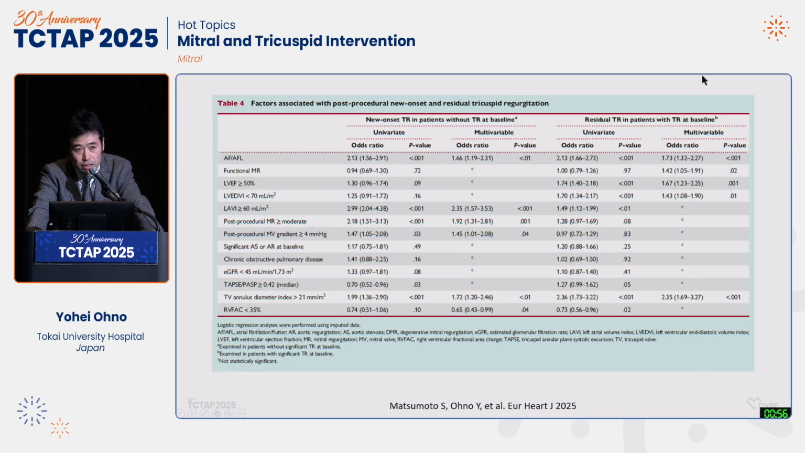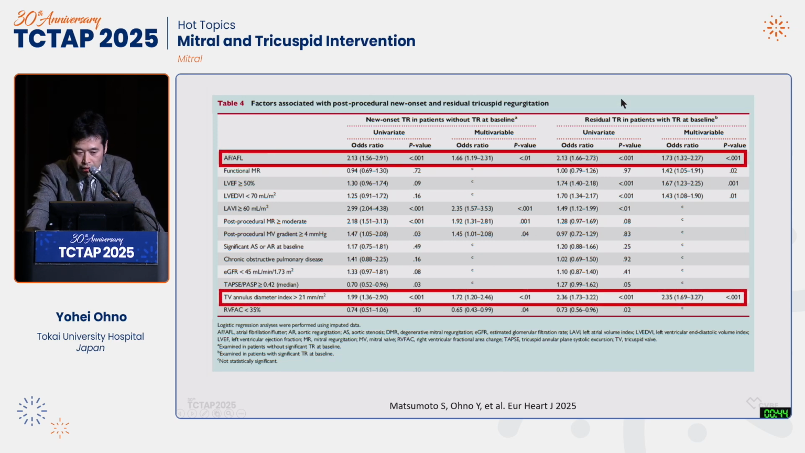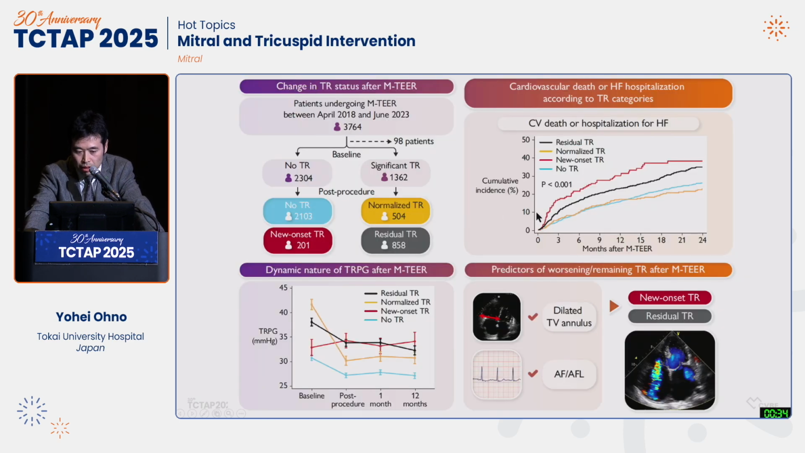Thanks to this large-scale data set, we were able to identify some important factors associated with post-procedural new onset and residual tricuspid regurgitation. As speculated, AFib played a critical role in this setting, as well as a dilated tricuspid annulus. So this is the highlight of this paper. As we went through, the grade of TR as well as the tricuspid regurgitation pressure gradient is really dynamic after the procedure, and it was related with outcome.